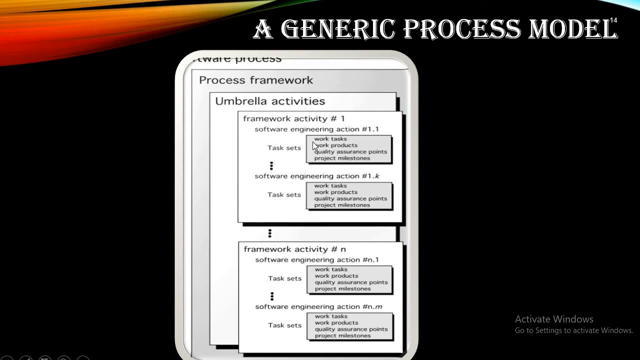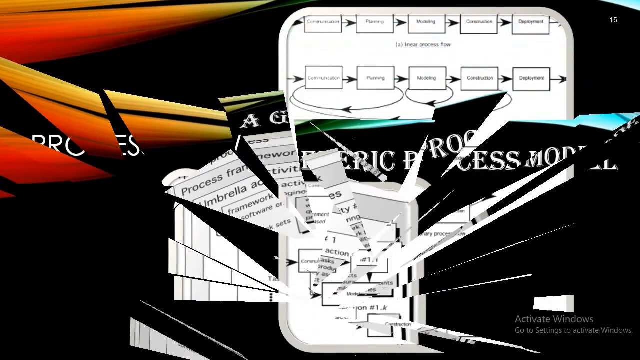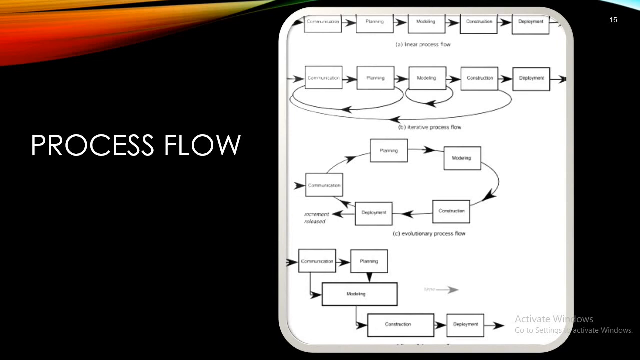Under umbrella activities, we also have the actions and the various tasks which are involved inside, and we have to know how these framework activities and the actions and tasks that occur within each activity are organized. This has to be organized with respect to some sequence and time. We have to know how it is measured or how it is organized. That is done using the process flow. So with respect to the sequence and time, the process is going to flow.